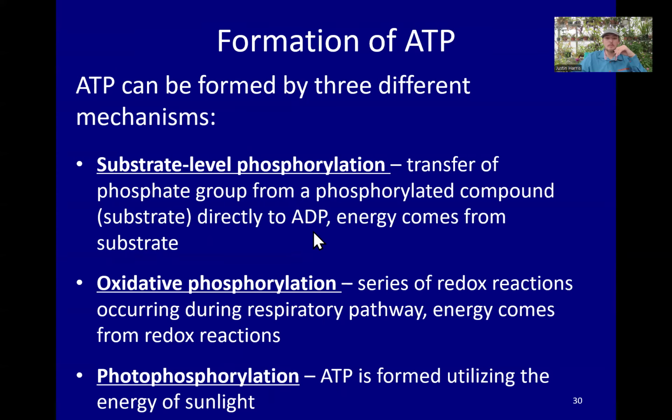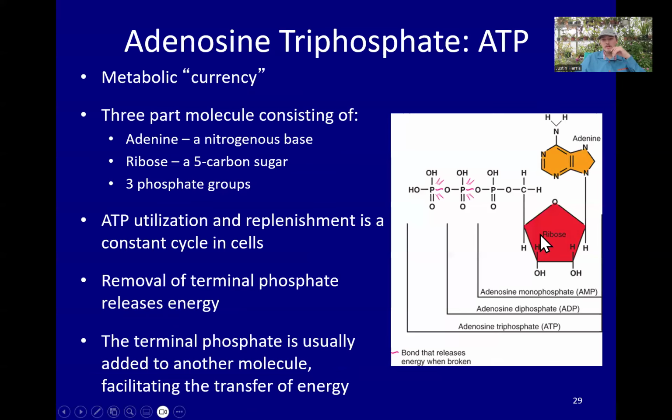So I'm going to go over that real quick. If you look at this, this is adenosine triphosphate because there's 3 phosphates. It would be diphosphate if there's 2 phosphates, and monophosphate if it's 1 phosphate. If you can see that labeling here.